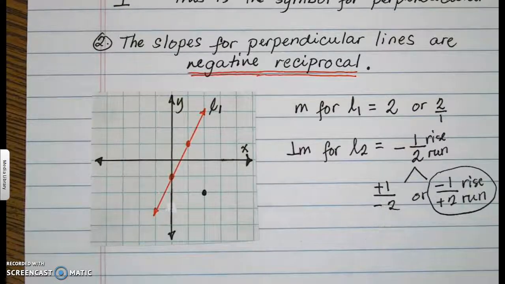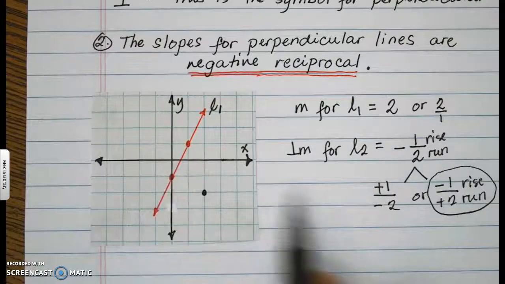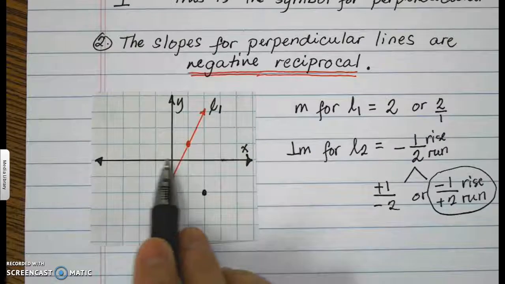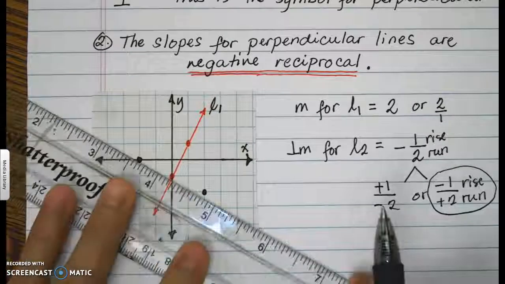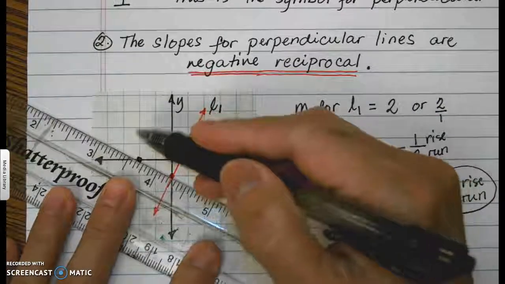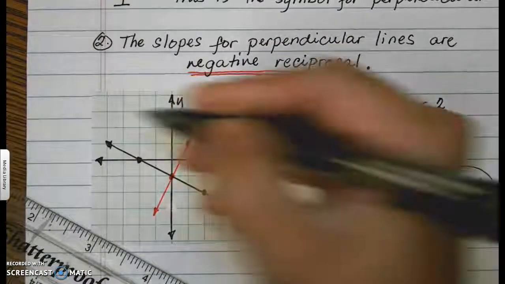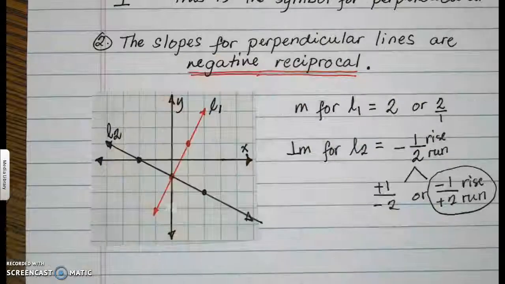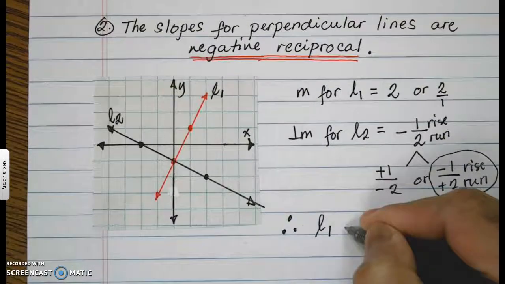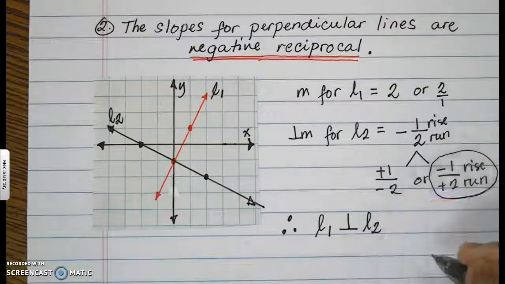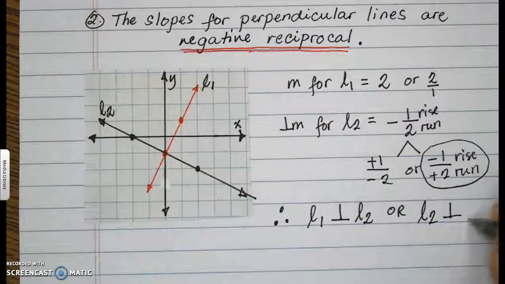And if I do this, that means I'm rising 1 unit because that's positive, and I'm going to the left 2 units, so 1, 2. Either way, these are my 3 points that I'm going to connect, and that is my line 2. My line 2 is going to be perpendicular to my line 1. So therefore, line 1 is perpendicular to line 2, or you can also say that line 2 is perpendicular to line 1.